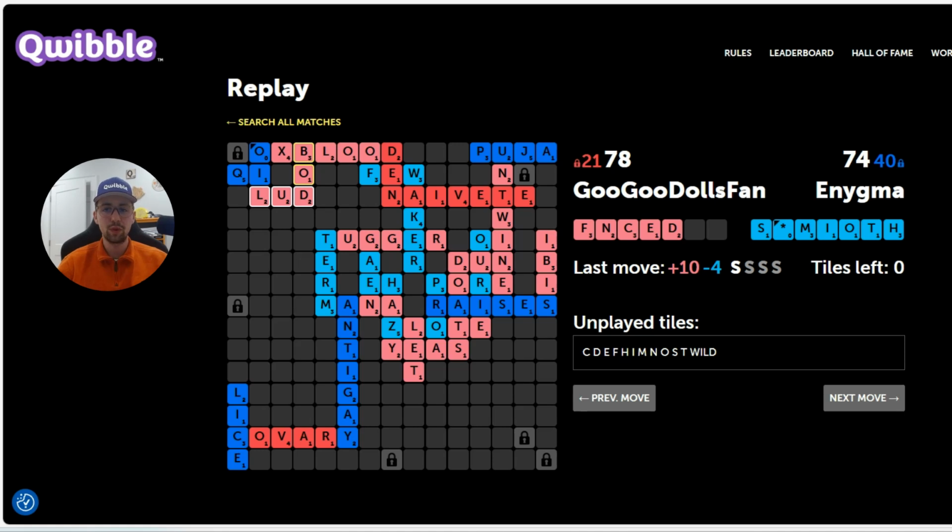taking a 4-point lead. Now, Carl has drawn an H, and as you guys can see, the bag is now empty. I've got F, N, C, E, D left. Carl can bingo here with ethmoids from the E in raises, but that's pretty tough to see, and he does miss it here, but he finds a very nice play, re-overlapping Lud, stealing like that entire quadrant of the board with She, a 24-point swing, getting Carl 14 more points and depriving me of 10.